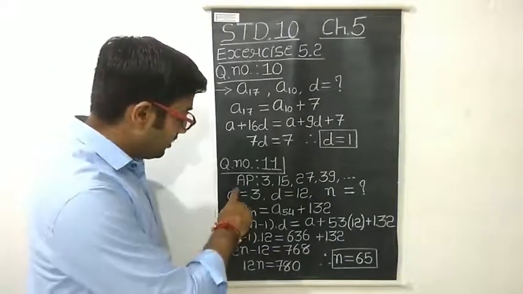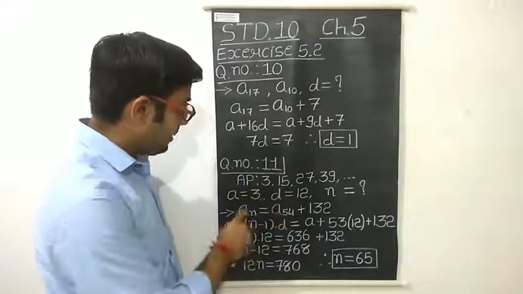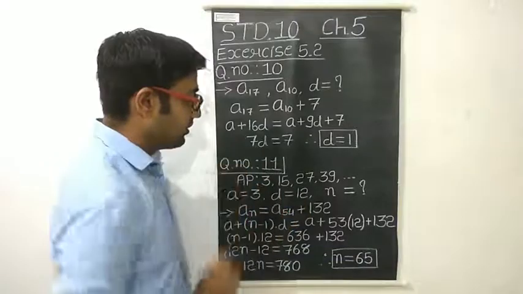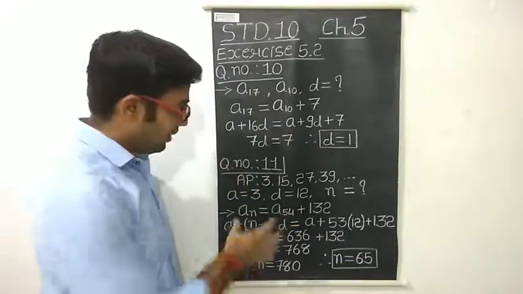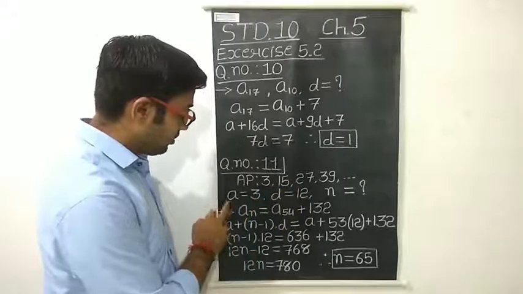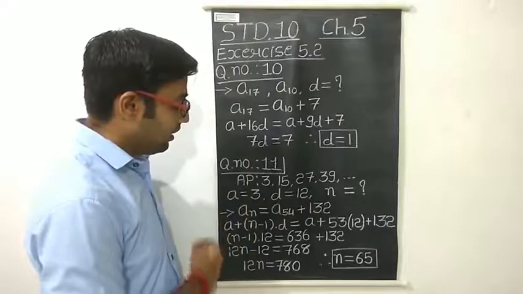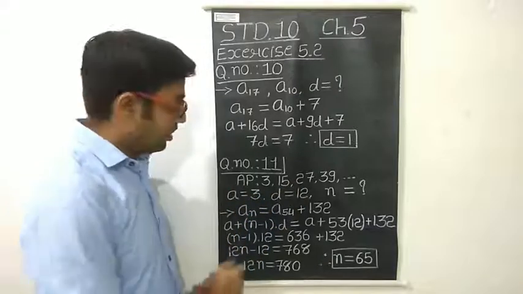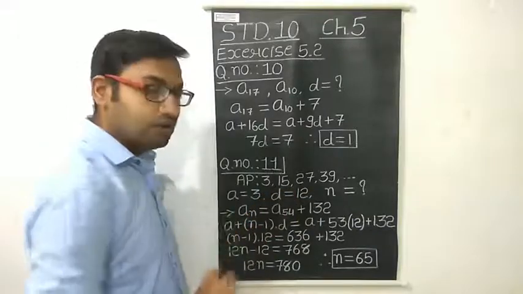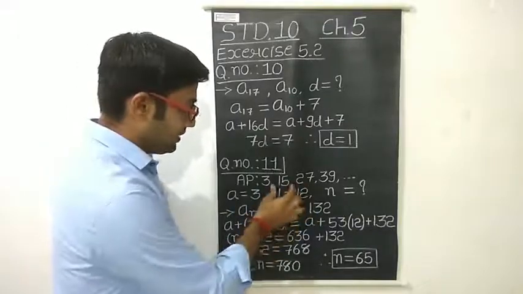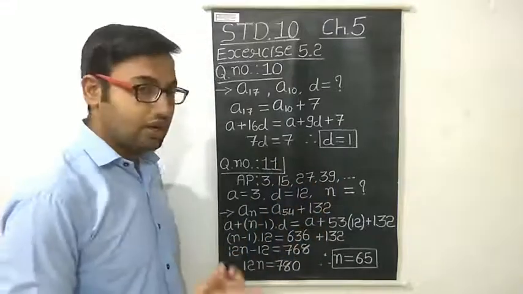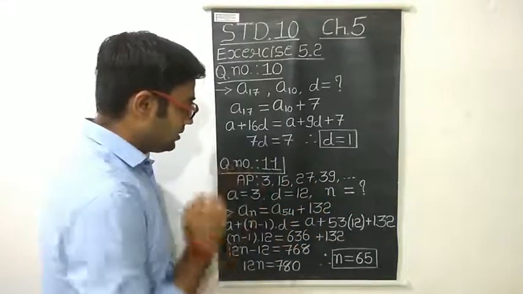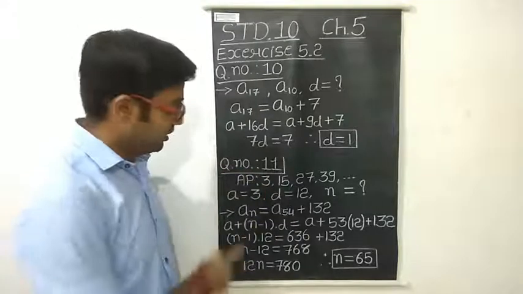Okay, so currently we have been given this AP: 3, 15, 27, 39. Let us find the values we can get from this. We get the first term, A equals 3. And what will be the common difference? 15 minus 3 is 12. Or 27 minus 15 is 12. Or 39 minus 27 is 12. So the common difference is 12. The first term A is 3.